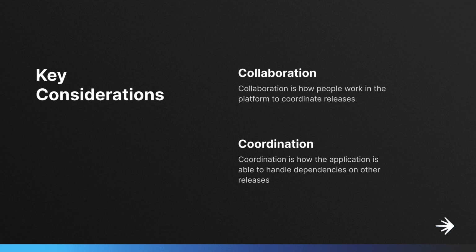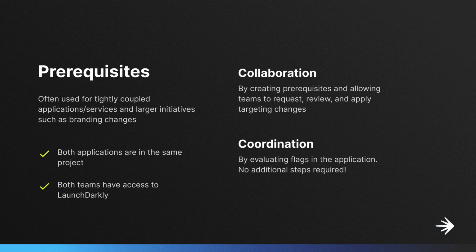When structuring projects, we want to think about this in terms of coordination, which is how the application handles dependencies with other releases, and collaboration, which is how people and teams work together to coordinate releases. When coordinating releases within a single project, one of the tools available in the platform is prerequisites. Prerequisites allow teams with dependencies to release autonomously by creating relationships between flags, which allow you to request, review, and apply changes that impact dependent flags.